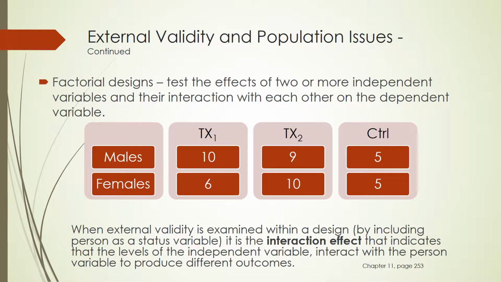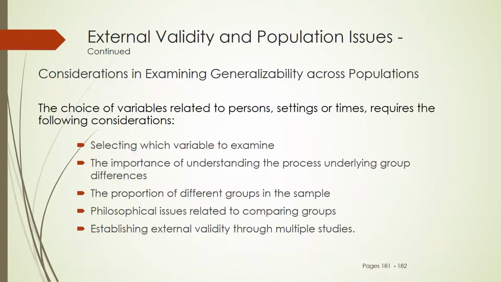The consideration of person variables can be vital to the proper understanding of the results and should be considered when planning the target population and sample. In the factorial design approach to external validity, the choice of variables related to persons, settings, or times requires several considerations. Here are just a few.